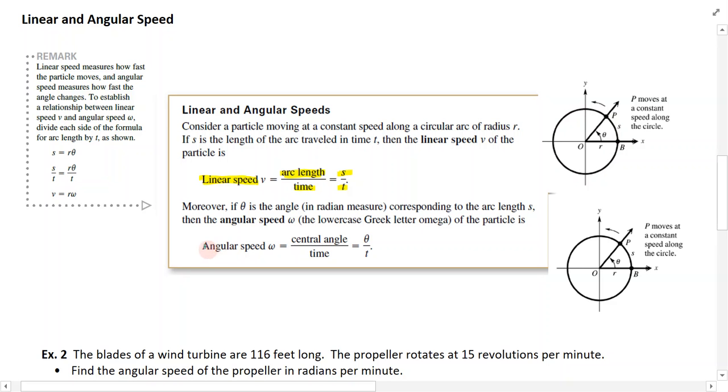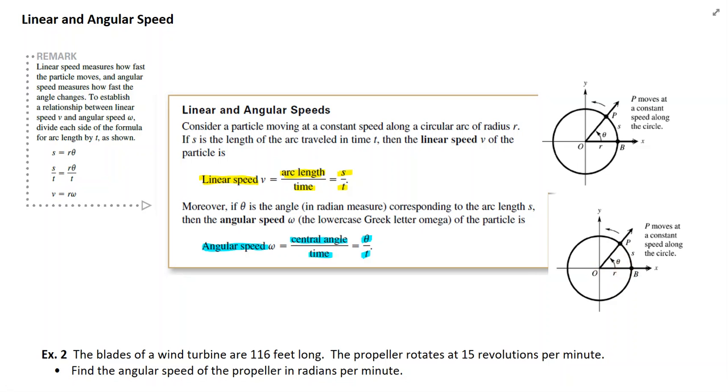Compare that to angular speed here, which is defined as omega, which kind of looks like a W. And that has to do with how fast the angle is changing with respect to time. So how fast is theta changing with respect to time? Although we have this point P, which is traveling around in a circle, what we're interested in is how fast is this angle representing where P is at changing with respect to time?